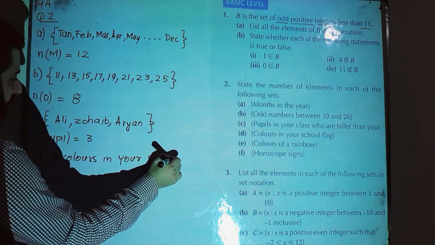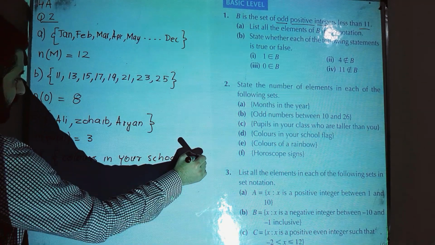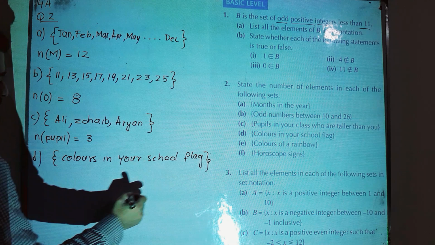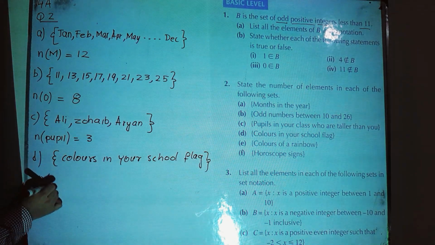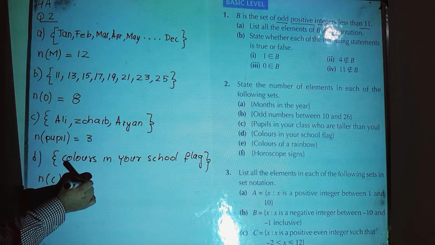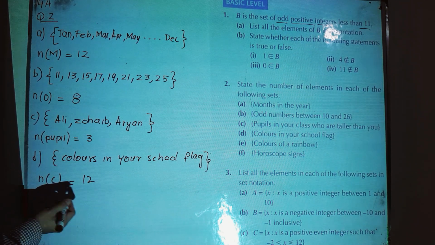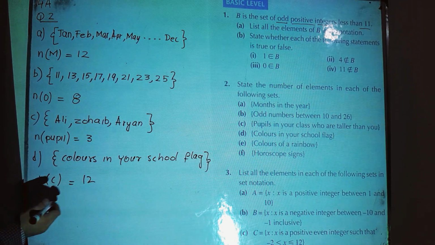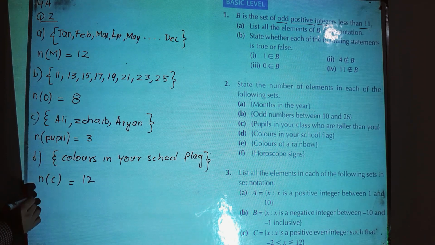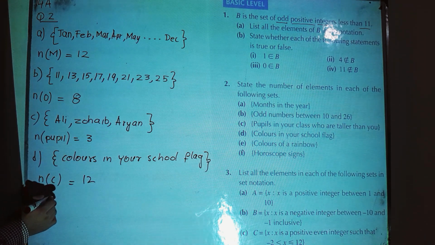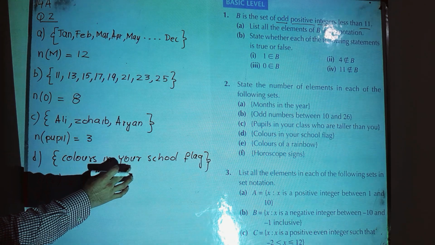So you have to see how many colors are there in your school flag, and according to that you are going to write your answer. So number of colors, let's suppose my school flag has 12 colors. Let's suppose, well, there are too many anyway, so I have just supposed that. Now part E says, now you have to write it according to your own school flag.